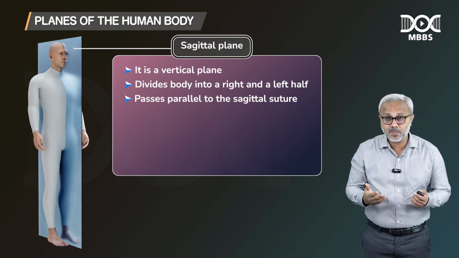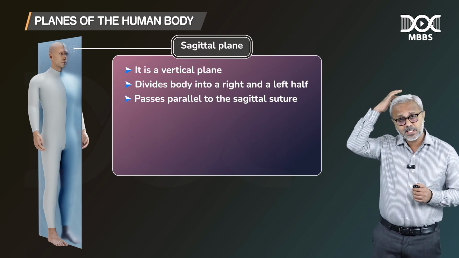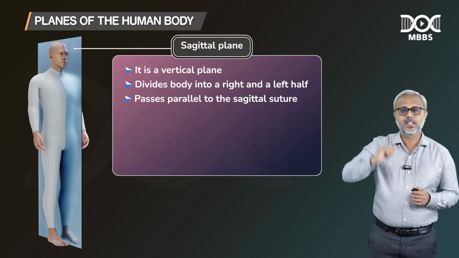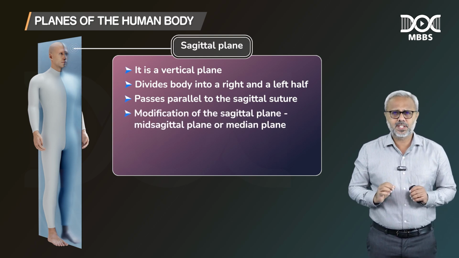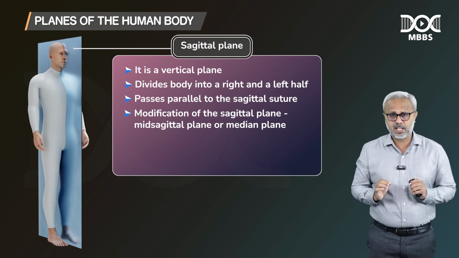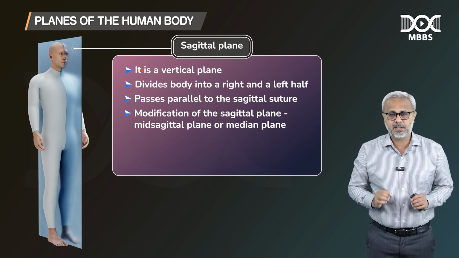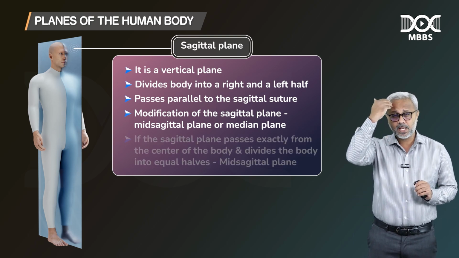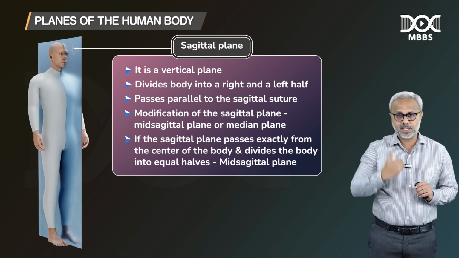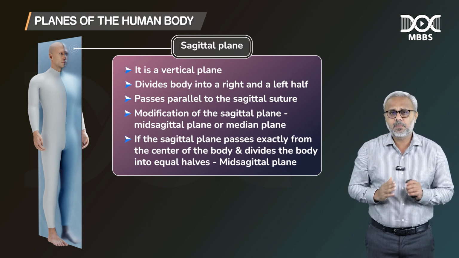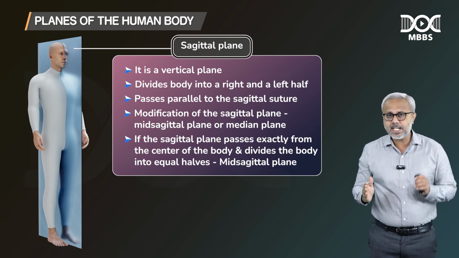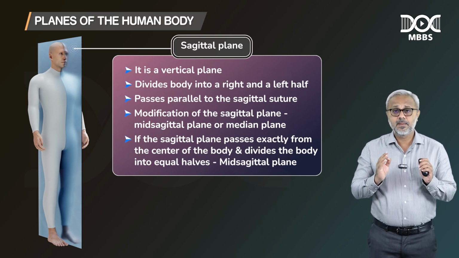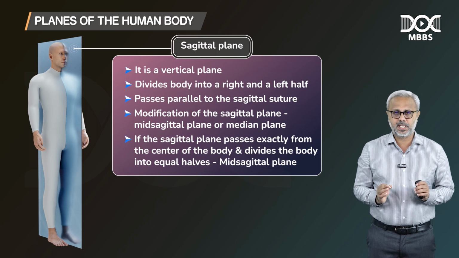What is the literal meaning of sagittal suture? Sagitta means arrow or straight, right? So this is sagittal plane. There is a modification of the sagittal plane called the mid-sagittal plane, also called the median plane. If the sagittal plane passes exactly through the center of the body and divides the body into two equal right and left halves, it is called the mid-sagittal plane or median plane.